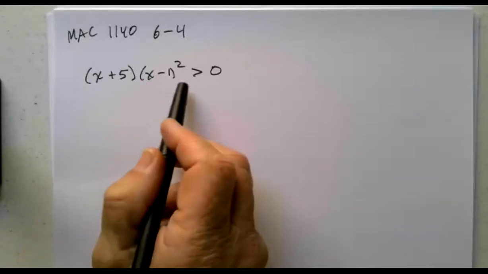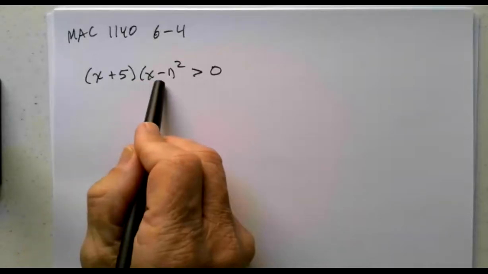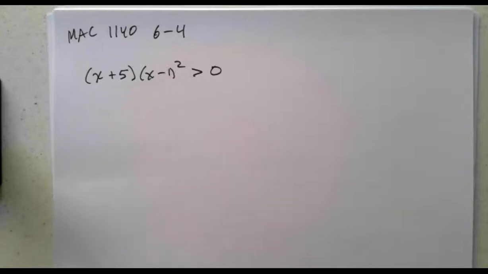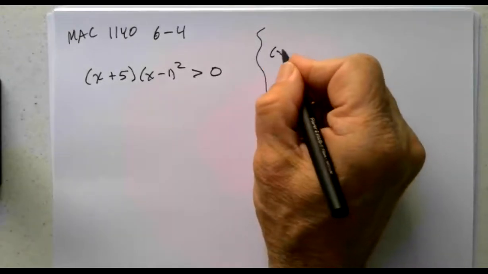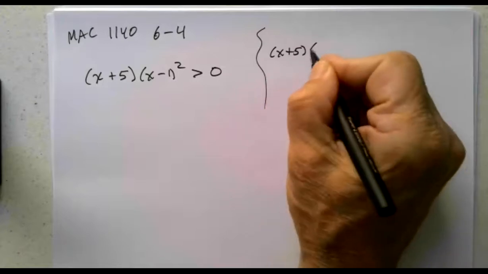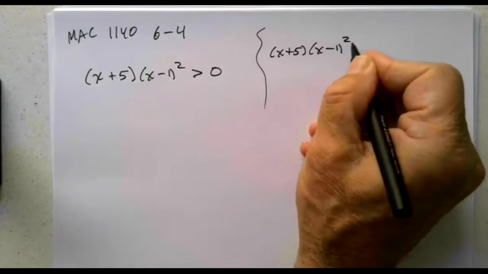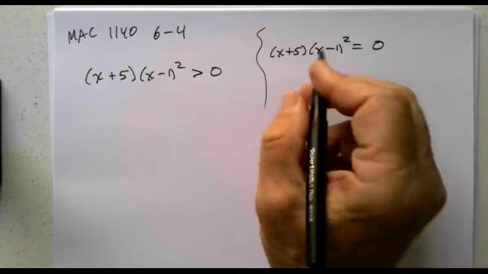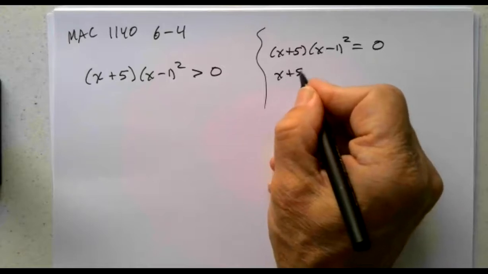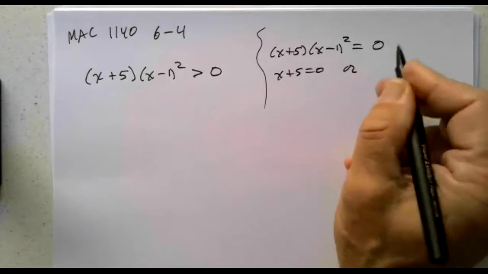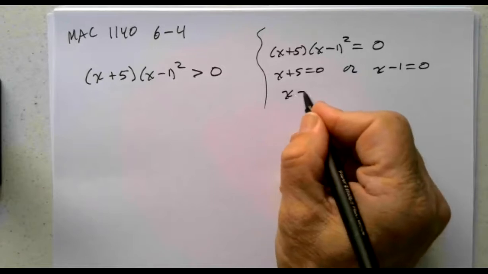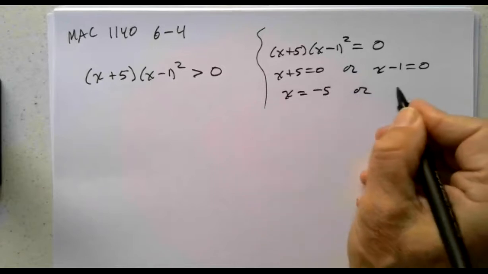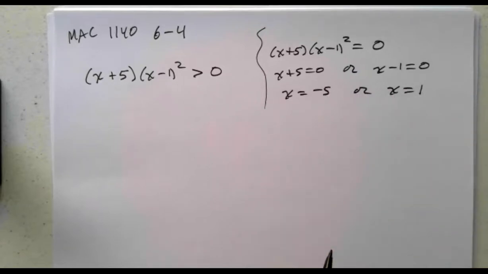So this question is the inequality (x + 5)(x − 1)² > 0. I want to solve it as an equality: (x + 5)(x − 1)² = 0, which means x + 5 is 0, or x − 1 is 0, or (x − 1)² is 0 if you want to say that. So x is −5 or x is 1.